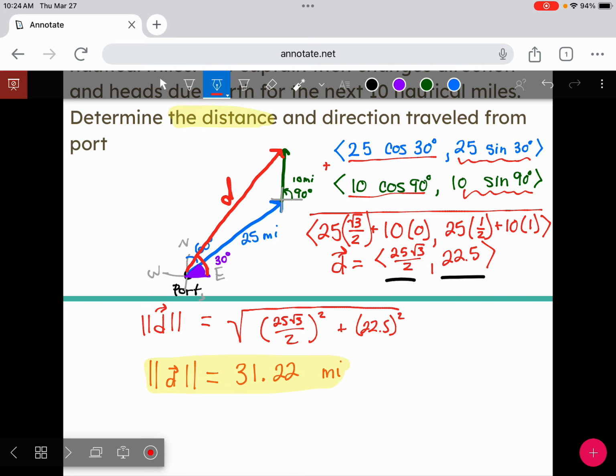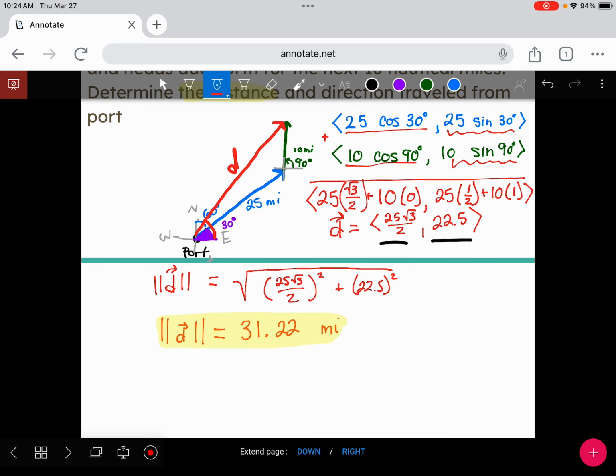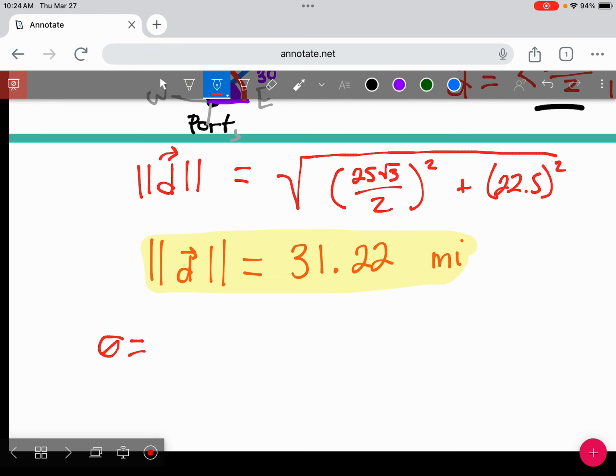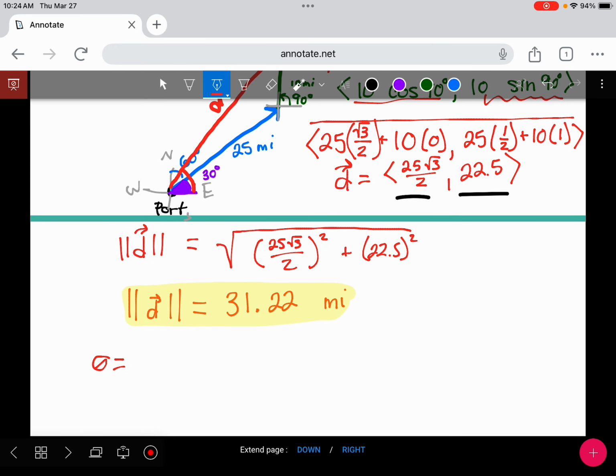To figure out the direction they are, we're going to find our angle. I'm trying to make it so it's not zooming in constantly, but then my handwriting's awful. We use arctangent, our inverse tangent, of y over x. So we're going to do our 22.5 over that hot mess of an x.